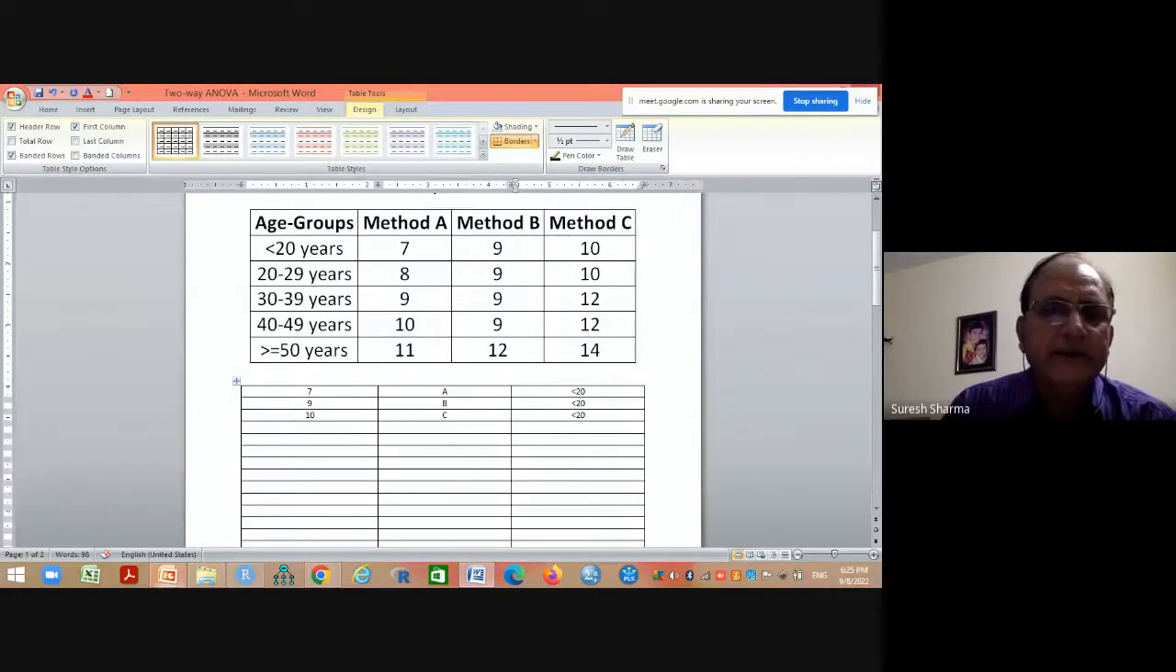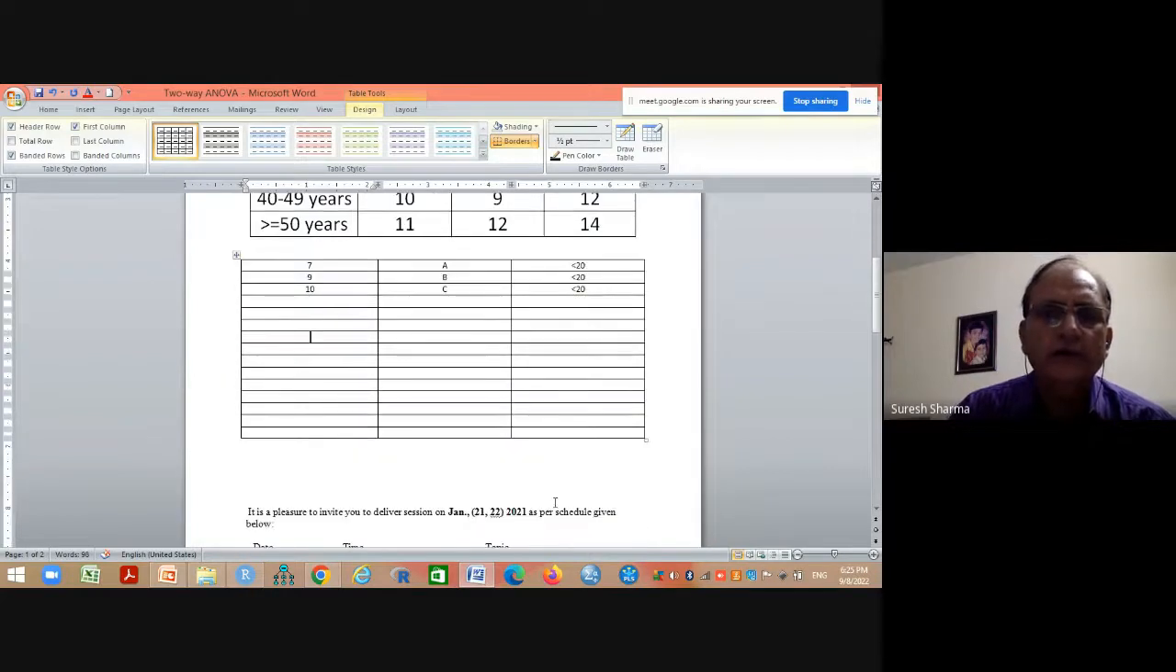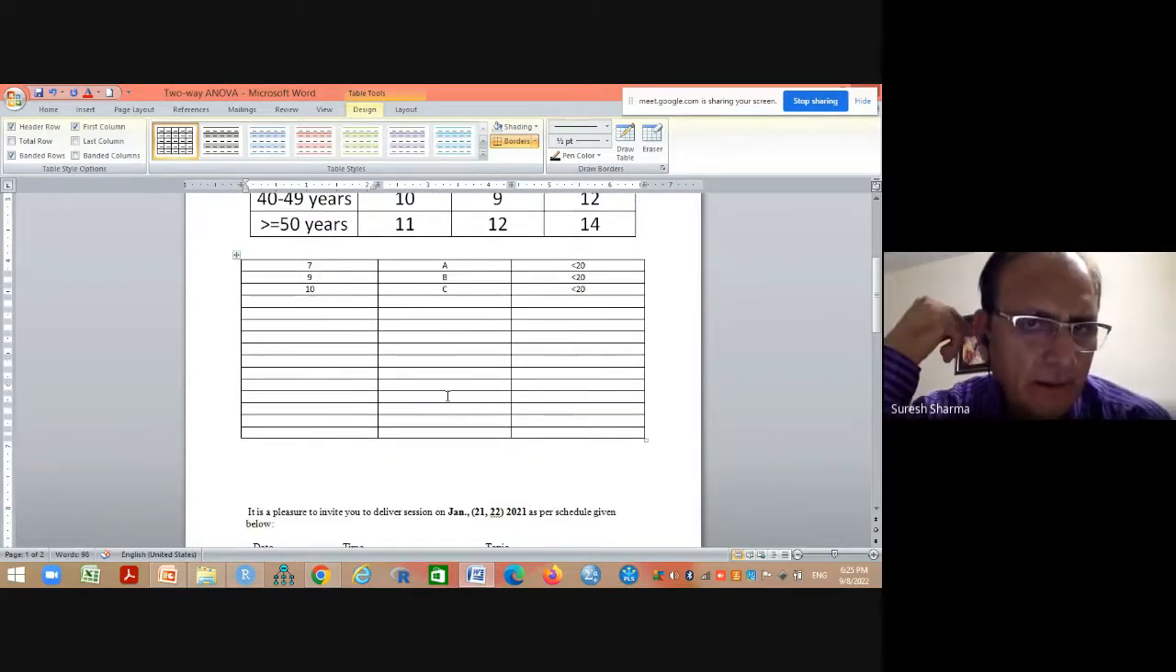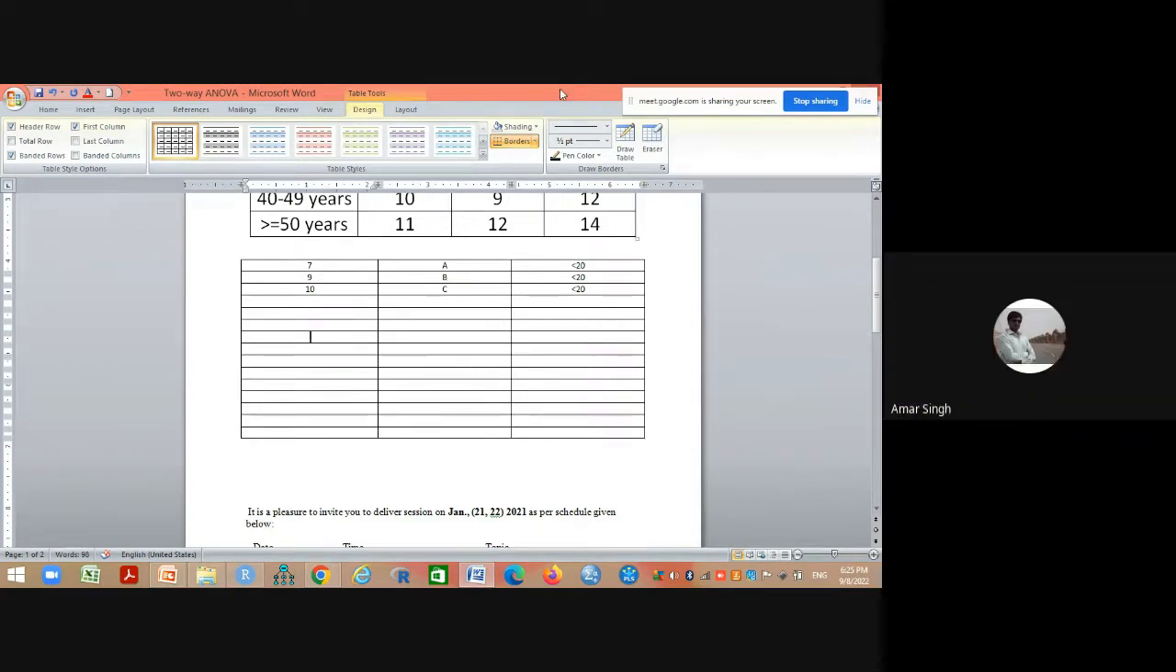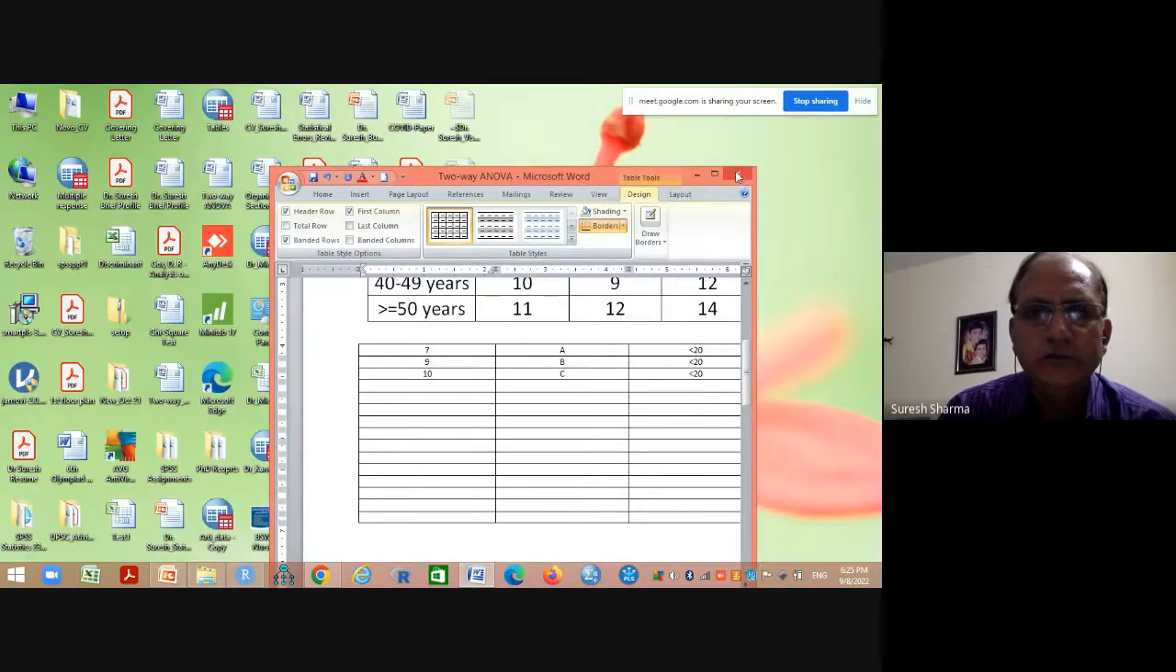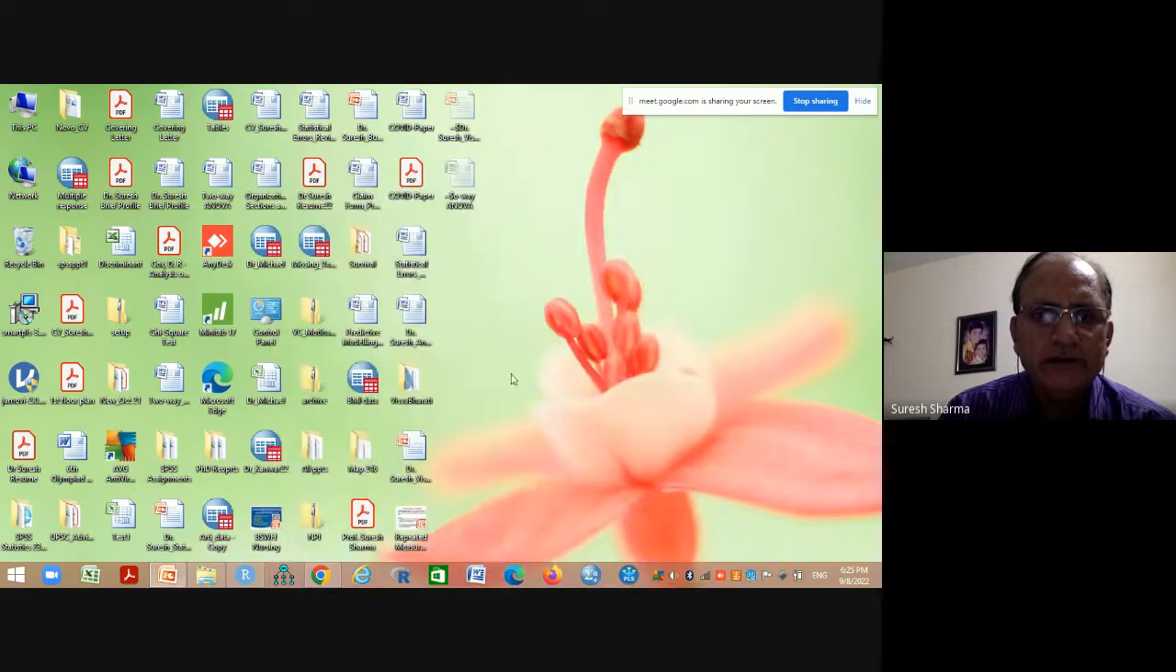Then I'll pick up the second row and substitute here 8, 9, 10, and again write ABC because they all belong to ABC. But here the age group will change. I'll write 20 to 29, and so on. This is how I need to feed the data. Is that okay? So, closing this, I have given you the entire crux of the problem.